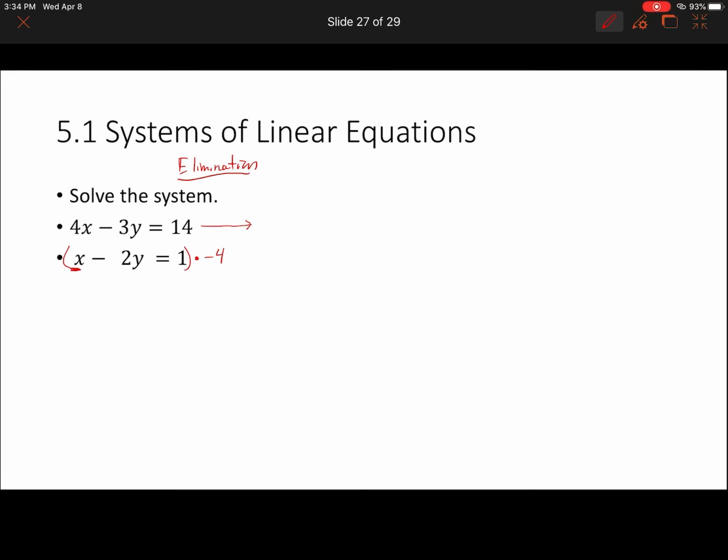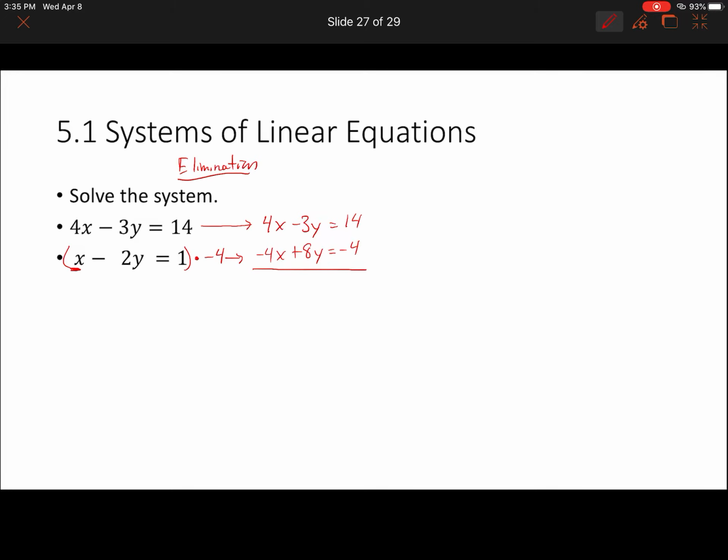Again, trying to get those to be the same variable, same coefficient, opposite signs. So I'm going to leave the 4x minus 3y equals 14. And then with the bottom equation, again, I'm going to multiply everything by negative 4. So it's going to be negative 4x plus 8y equals negative 4.